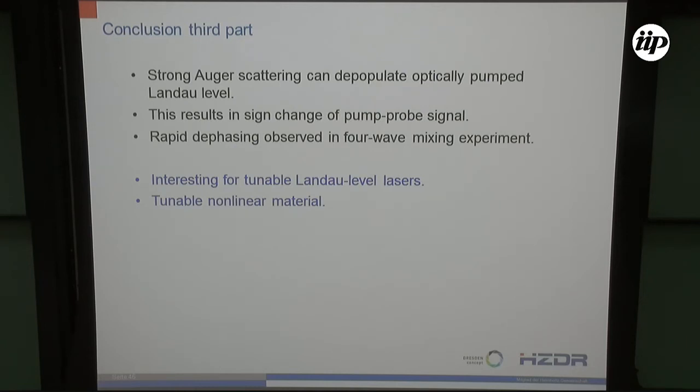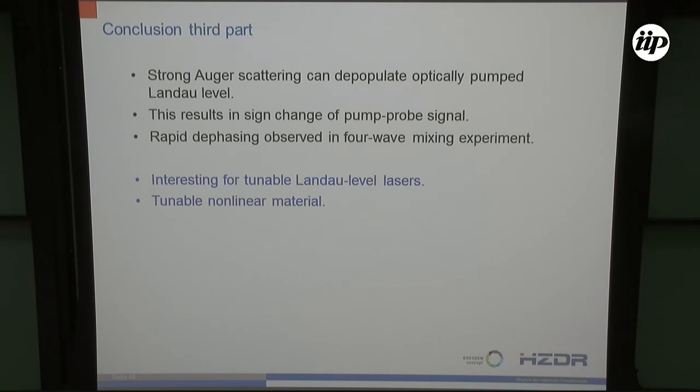So the conclusion of the last part is that a strong Auger scattering can actually deplete an optically pumped level in lambda quantized graphene. And we see this very directly by the sign change of a pump probe signal. And what I didn't show you, but it's confirming these results, are recent 4-wave mixing experiments where we see the rapid dephasing.